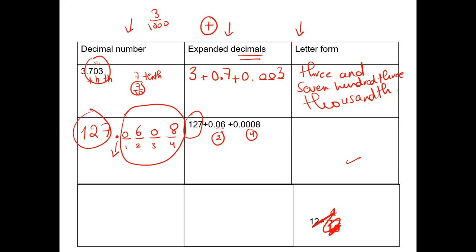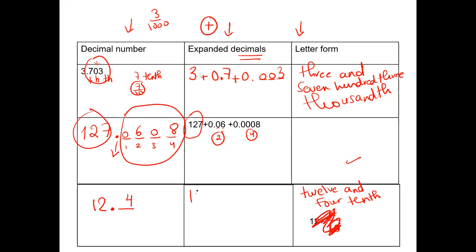Here it's wrong. I will give you the letter form. 12 and 4 tenths. How do we write it as a decimal number? 12 and 4 tenths is 12.4. Tenth means we have just one digit. Which digit? It's 4. Then how do we write the expanded decimal?